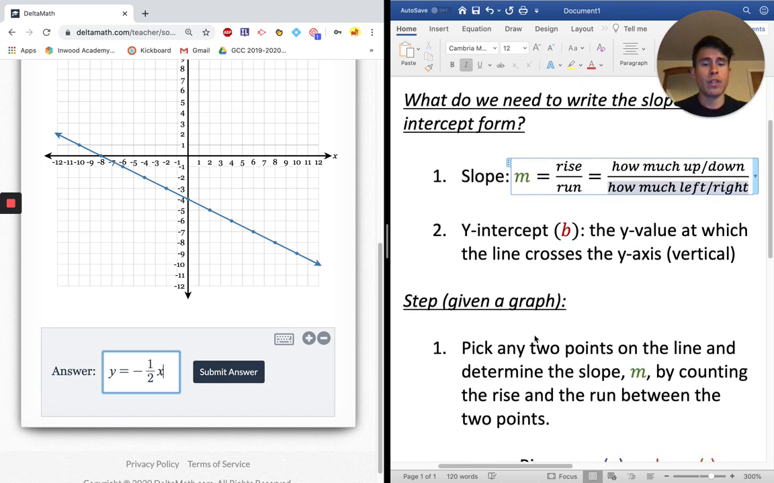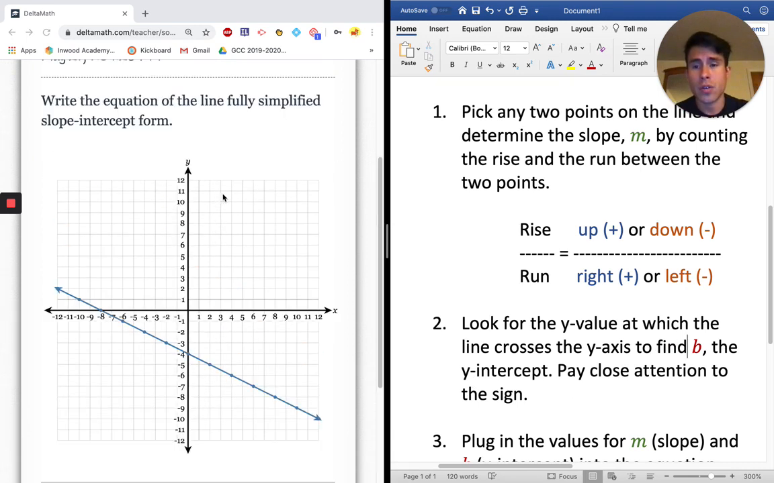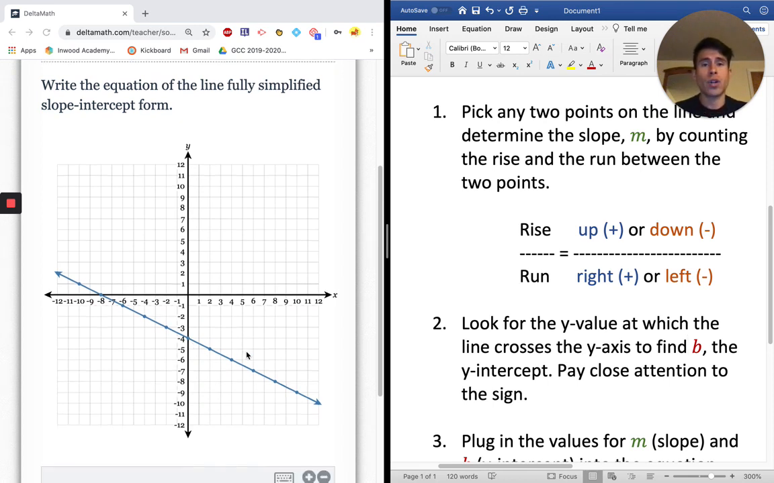Now I move on to my next step. I'm going to look for the y value at which the line crosses the y-axis to find b, the y-intercept. Remember, pay close attention to the sign. So going back to my graph, I'm going to look along the y-axis. Remember, that's the vertical axis. And I see that my blue line crosses right here at -4. So my y-intercept, my b, is -4.